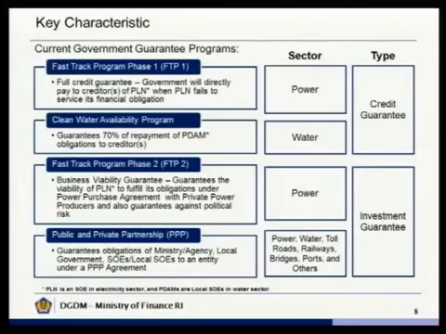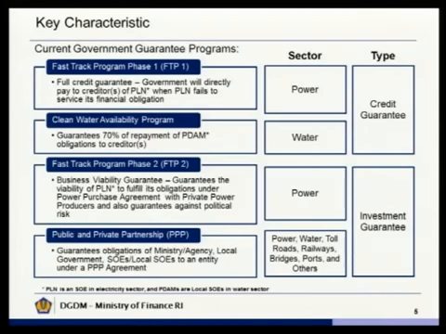The current government guarantee program, we have four programs. One, fast track program phase one. The government has assigned PLN, the SOE in electricity, to build 10,000 megawatt in power. And then the government provides the full credit guarantee. I mean, full credit guarantee is the government guaranteeing principal and also interest. The government will step in if PLN fails to serve its financial obligation.